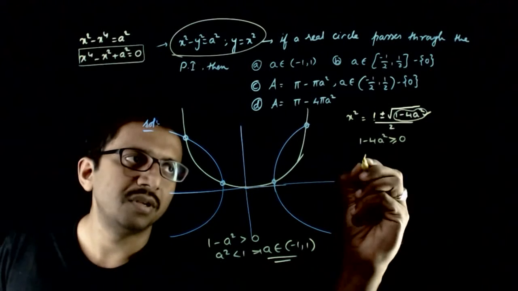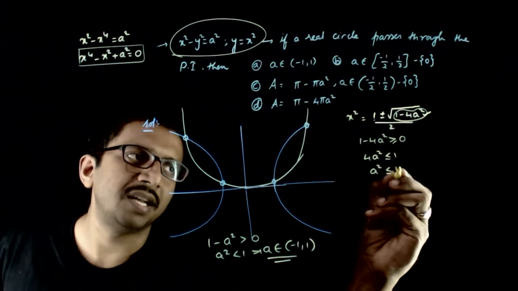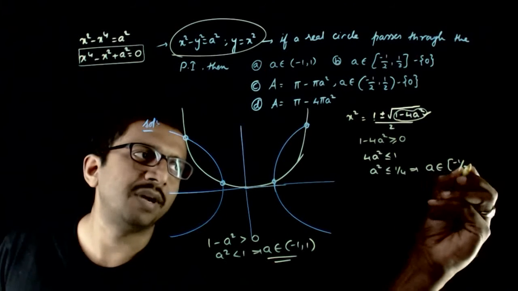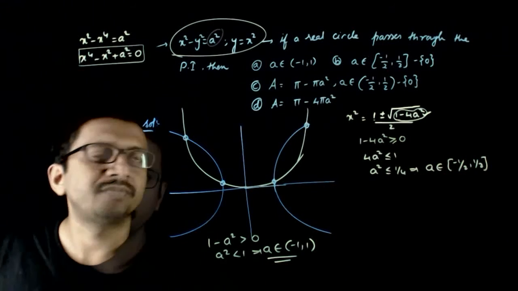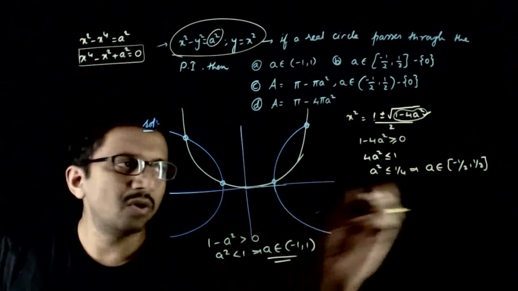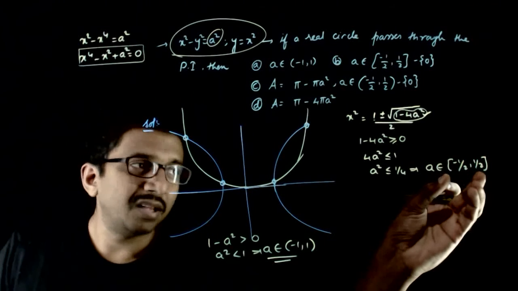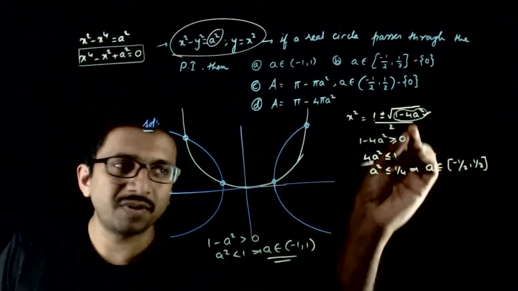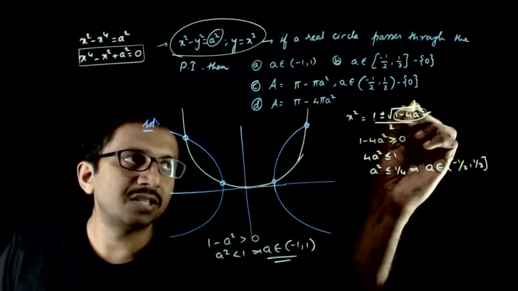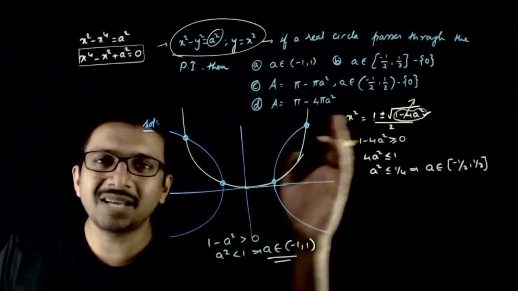So equal to 0. So 4a square is less than or equal to 1, a square less than or equal to 1 by 4. This implies a belongs to minus 1 by 2 to 1 by 2, closed. So if you have exactly minus 1 by 2 and plus 1 by 2, this will become 0. So x square will be 1 by 2. It is x is equal to plus or minus 1 by root 2.